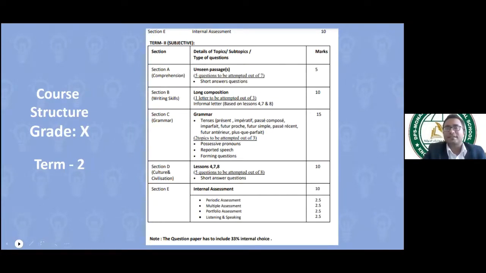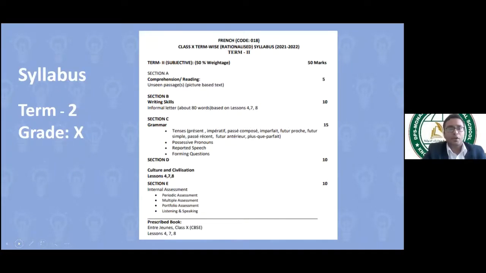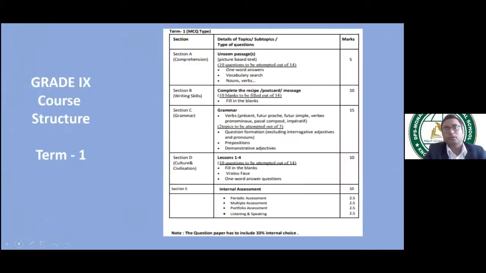Next slide, please. Okay, this is the syllabus for term 2. We have already discussed the syllabus, that only 3 chapters will be coming: 4, 7, and 8. We can go to the next slide now.